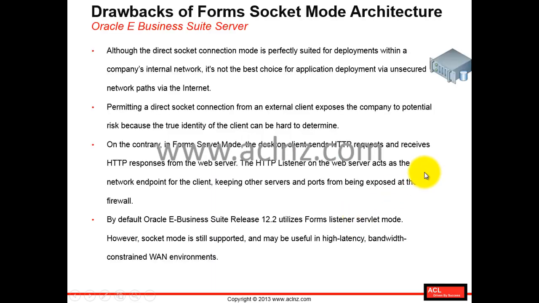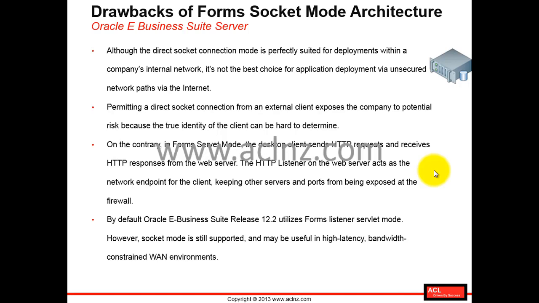Forms socket mode architecture drawbacks. Although the direct socket connection mode is perfectly suited for deployment within a company's internal network, it is not a very good choice if you have external customers to whom you have to give access via Forms socket mode architecture.